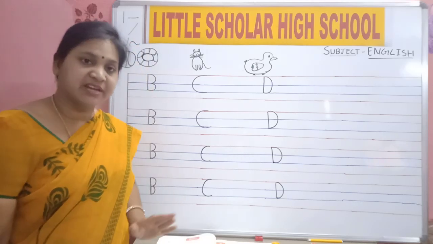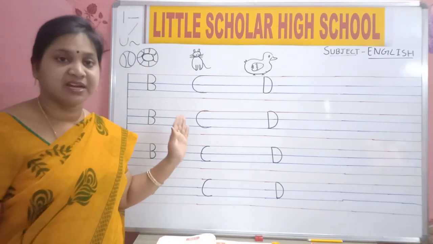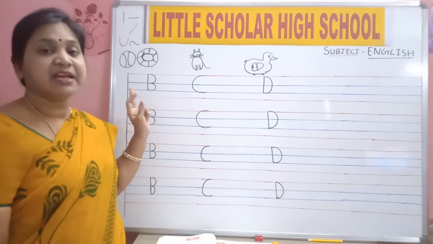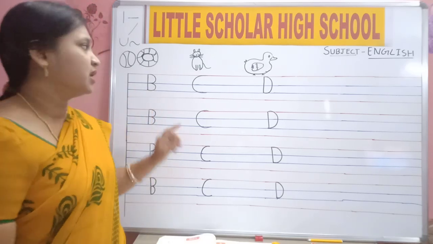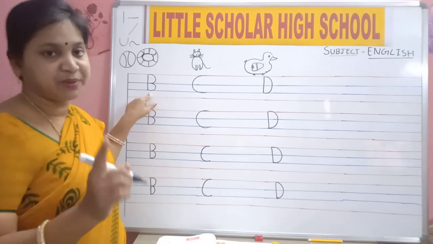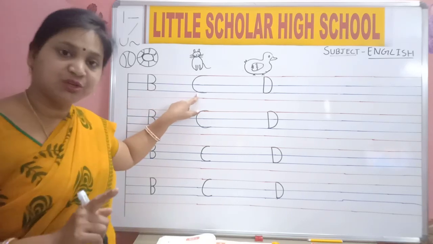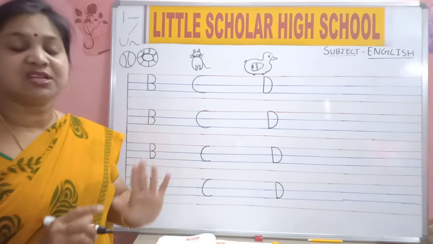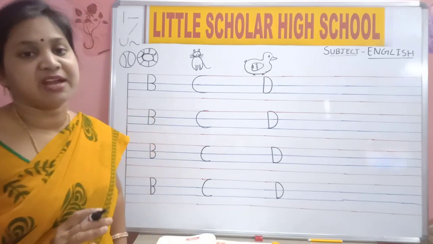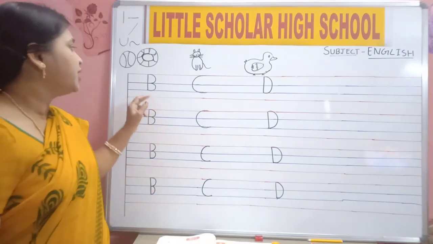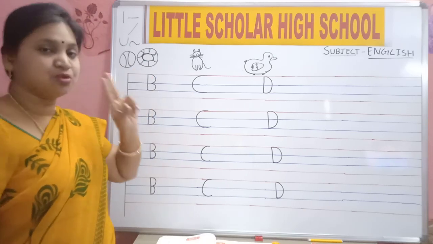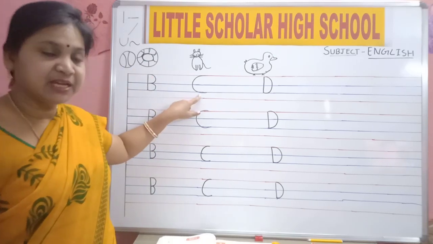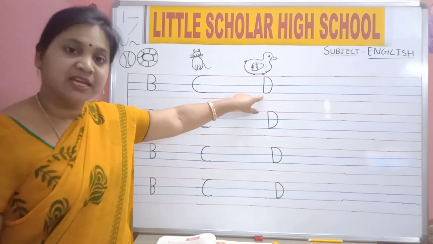Those who have finished writing those letters, you can start writing this, okay? Each letter 2 pages will be your homework. Letter B 2 pages, letter C 2 pages, letter D also 2 pages. Understood, children? You should write B 2 pages, C 2 pages, D 2 pages.